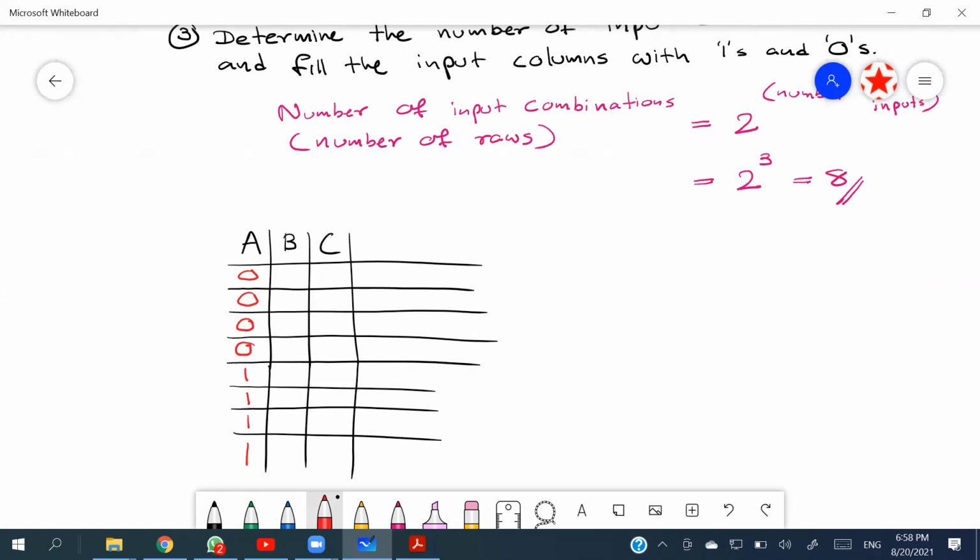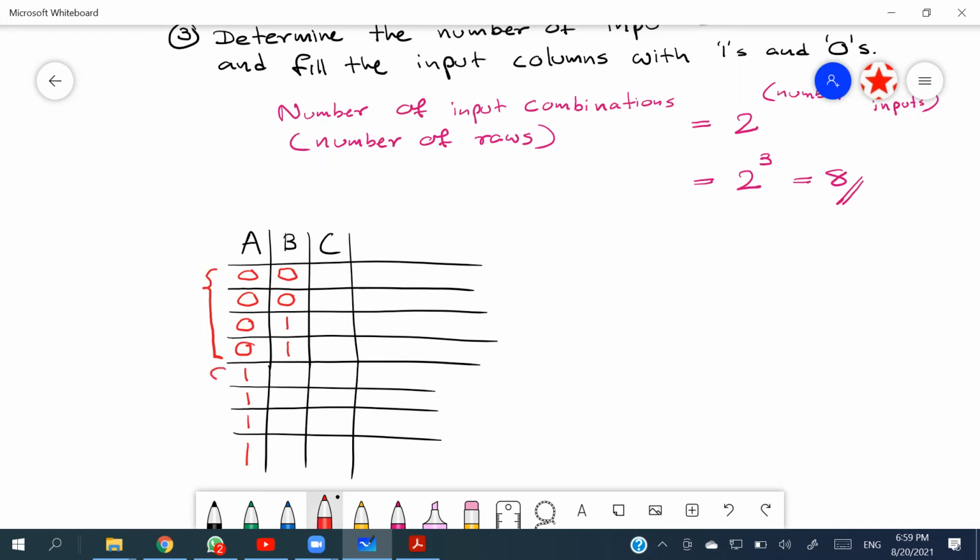So when it goes to the second column, you take these 4 rows. First half going to be zeros and the second half going to be ones. That means these 2 places going to be 0, these 2 places going to be 1.